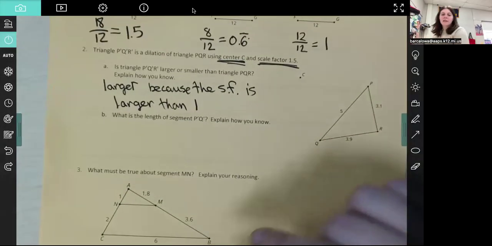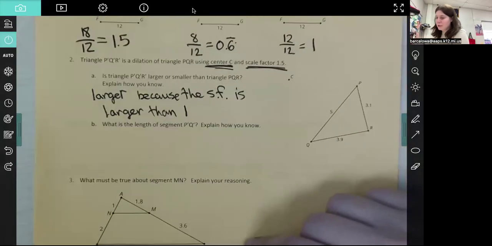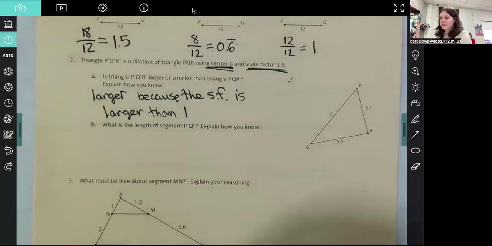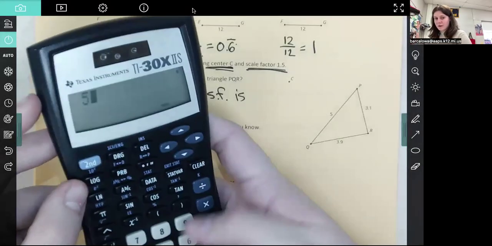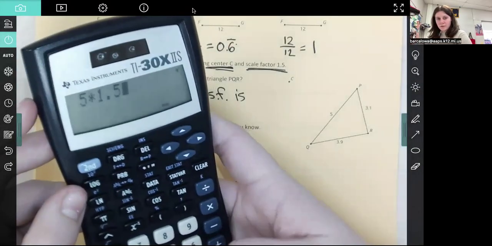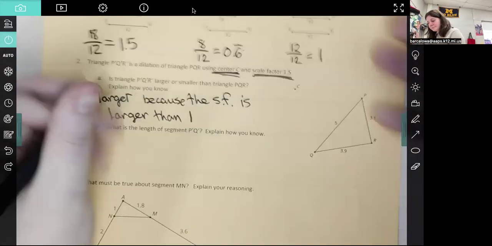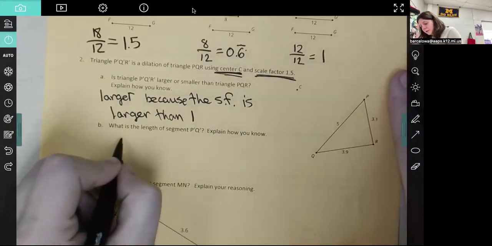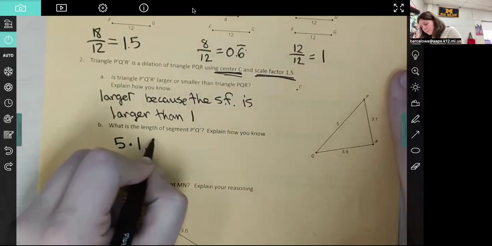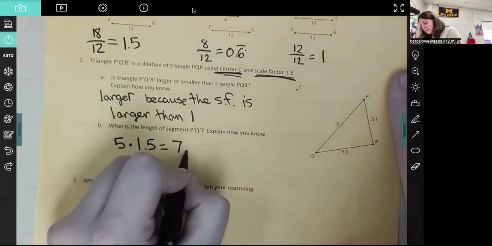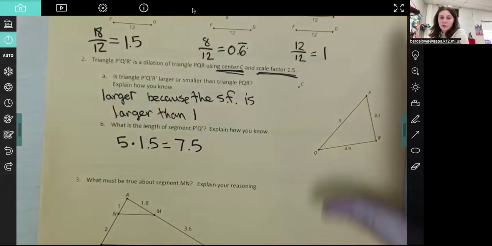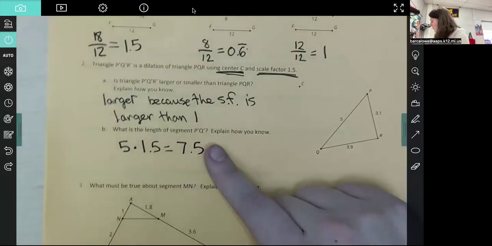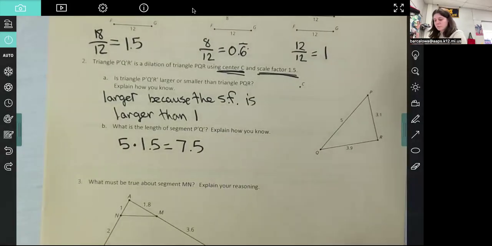Okay, so what would the length of segment P prime Q prime be? Well, PQ is 5. So all I gotta do is take 5 times my scale factor. 7.5. Explain how you know. This is me showing my work. Anytime you type something into the calculator, you should be writing down what you did.